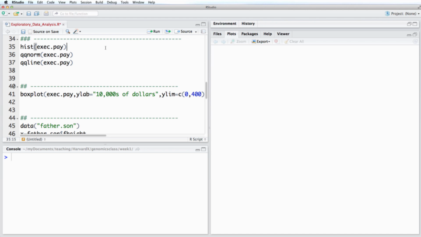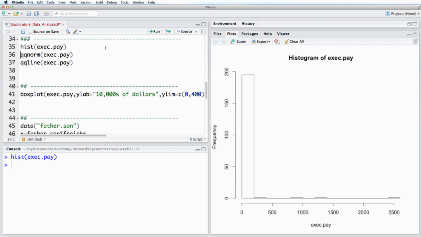We can make that histogram just to get an idea of what that distribution looks like, and we can see it looks nothing like normal. There's a lot of executives getting paid between 0 and 250, and then there are some that are getting paid a lot more than that.